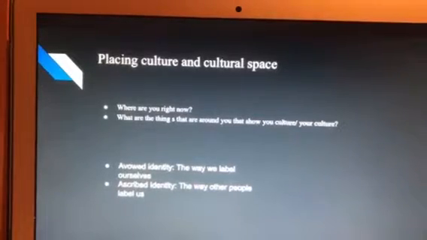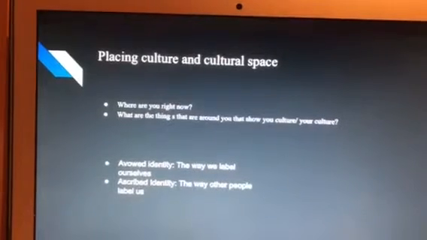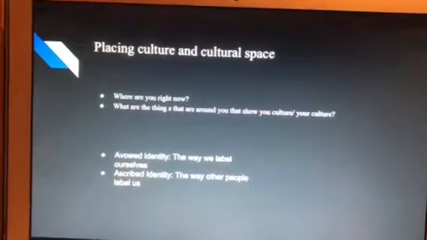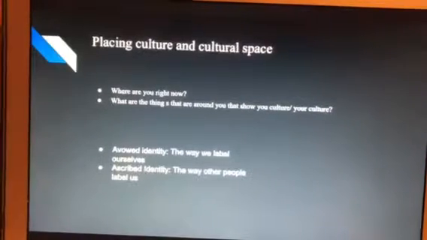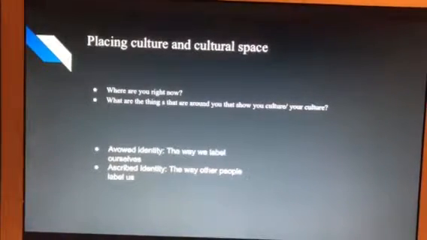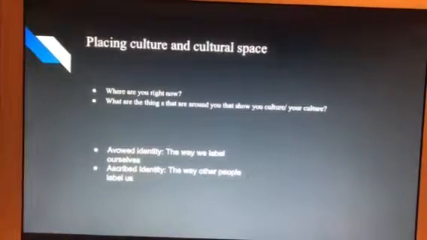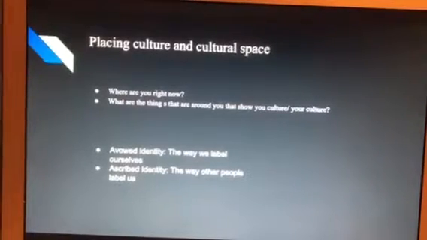We have two forms of identity: avowed identity and ascribed identity. Avowed identity is the way that we label ourselves and how we represent ourselves. Ascribed identity is the way that other people label us.